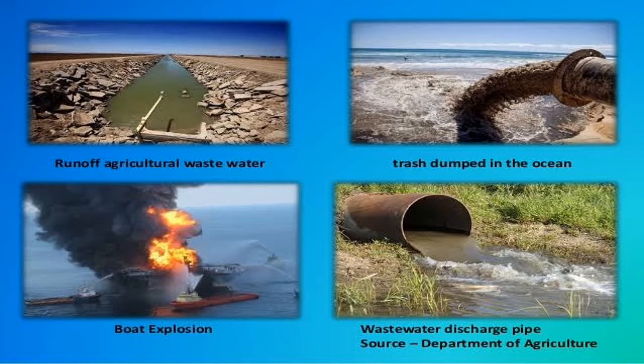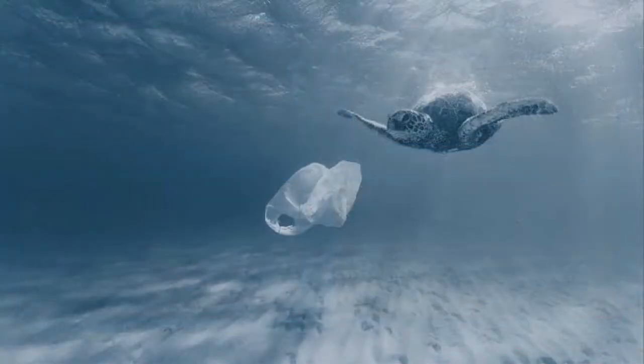And these are the sources of water pollution. So we have here runoff, agricultural wastewater. Second is trash dumped in the ocean and boat explosion. Lastly is wastewater discharge pipe, source of DOA, meaning Department of Agriculture. So those are the sources of water pollution.